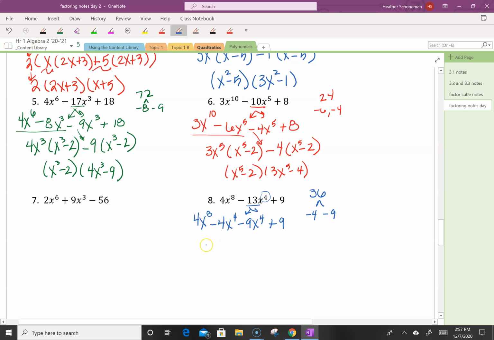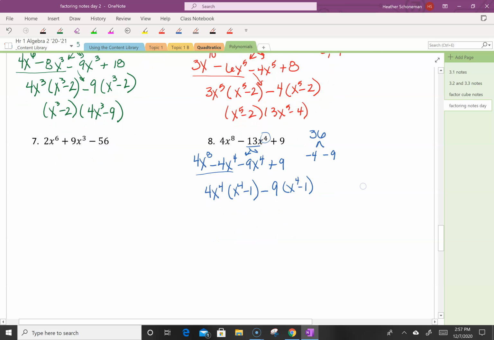Okay, out of the first two, factor by grouping, I can take out 4x to the 4, and I'm left with x to the 4th minus 1. Copy down the sign in the middle. Here, I can take out a 9, and it's a negative 9, so I'm left with x to the 4th minus 1. Now I'm going to rewrite this. So I have x to the 4th minus 1 times 4x to the 4th minus 9.